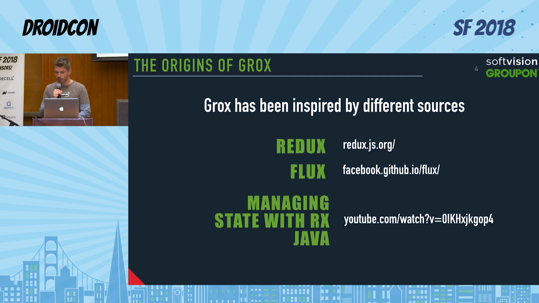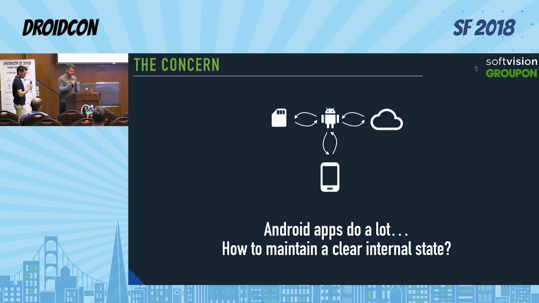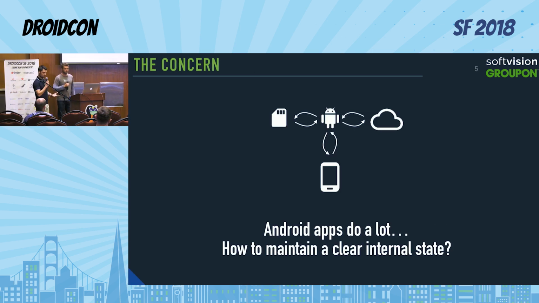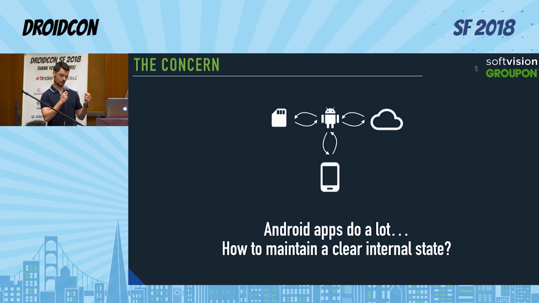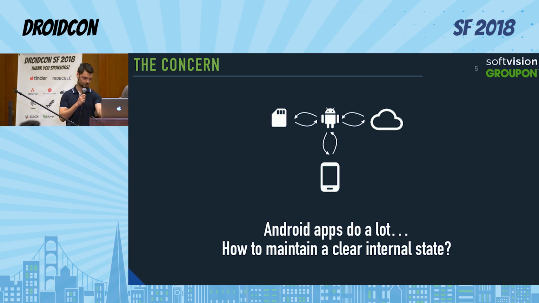So I will pass it over to Alin to give a bit more context about the issue we're trying to solve inside Grox. Yeah, a problem for a lot of us is that our apps grow and grow and grow. And as they grow, the logic becomes more entangled, with different components talking to each other on different threads. We now have a database, multiple network calls, user interactions. So I think the main issue that most of us have is how to maintain a clear internal state.